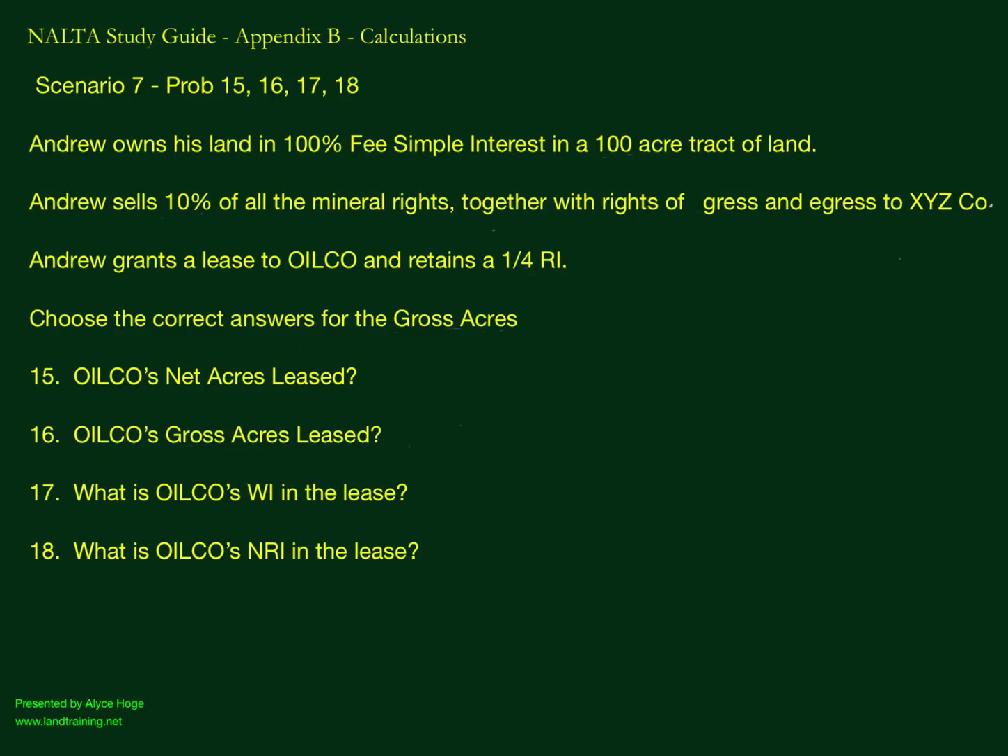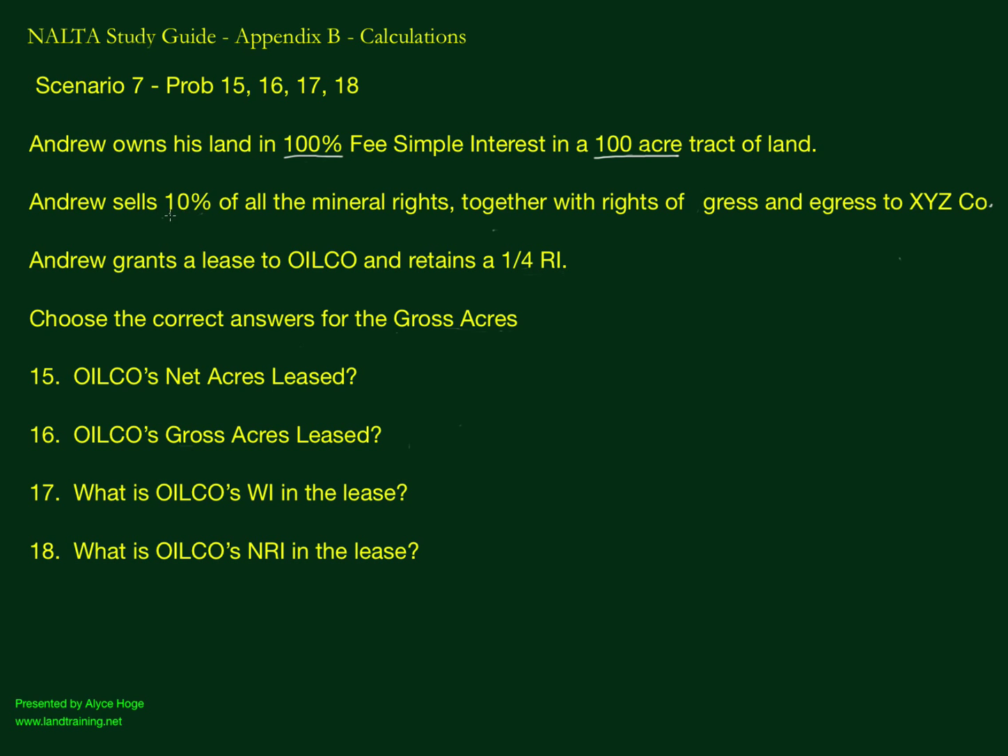Okay, now we're looking at scenario 7. Now what's happening in scenario 7 is they're basically asking us the same questions. What's the gross acres? What are the net acres? But then they're adding in the working interest and net revenue interest of Oilco, which we covered in scenario 1. So let's begin with Andrew owns his interest in 100% fee simple in 100-acre tract of land. So fee simple interest, 100%, 100-acre tract of land.